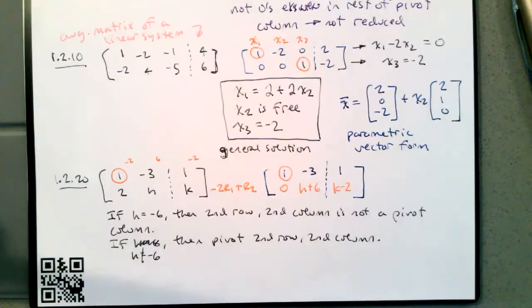Notice that I wasn't able to get to reduced or echelon form because I don't know what's going on with this h plus 6. That might be 0, and we can't divide by h plus 6, because we don't want to divide by 0.